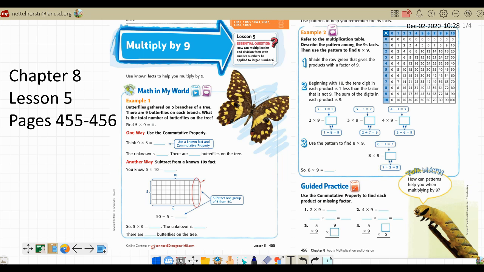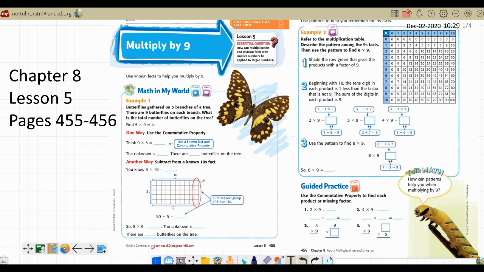Okay, so we're multiplying by 9. We're going to use known facts to help us do this. We're going to learn a little, not really a trick, but a skill that will help you with doing your nines. And I'll use an array to show you how to do that.